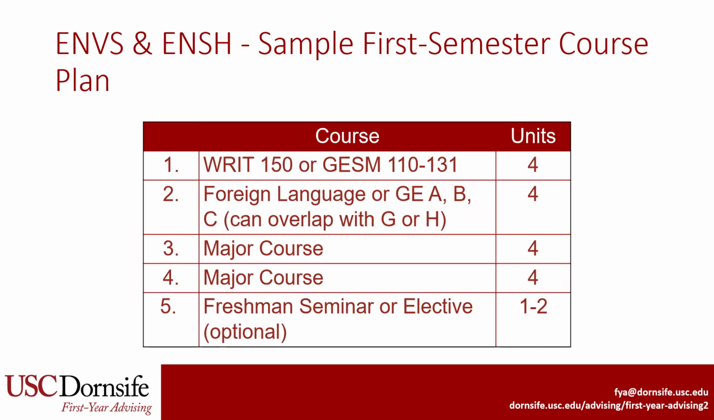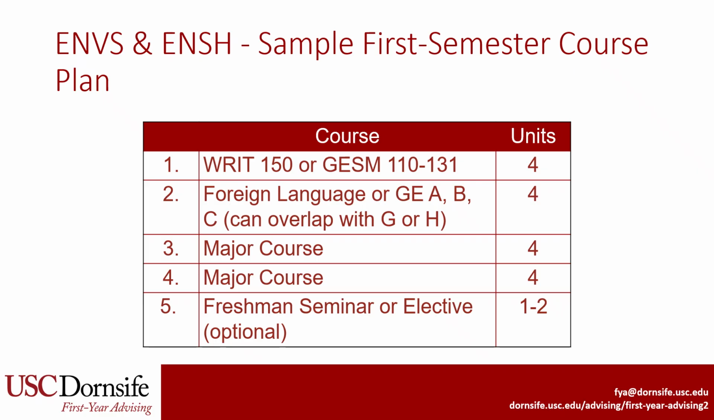This is a typical first semester freshman course plan for both environmental studies and environmental science and health. It has 2 USC core requirement courses and 2 major specific courses. Most students will take either a GE seminar or Writing 150 in their first semester, along with either a foreign language course or a GE. In terms of major coursework, for environmental studies, the most common combination is ENST 100 and Geology 160. For environmental science and health, the most common combination is ENST 320A and one from chemistry, math, or biology. But this will vary based on the individual student.